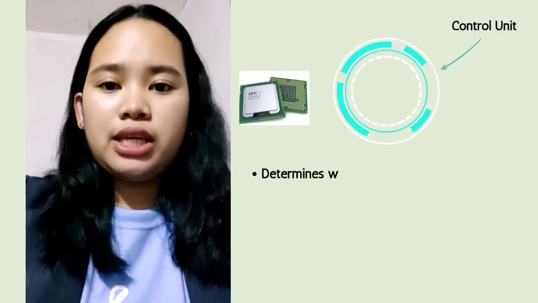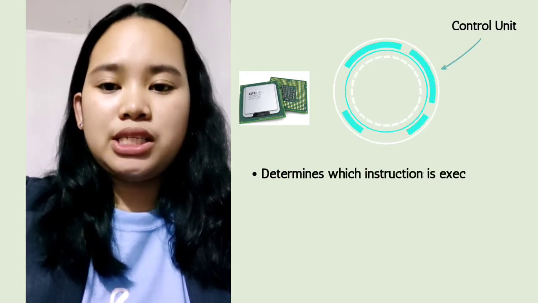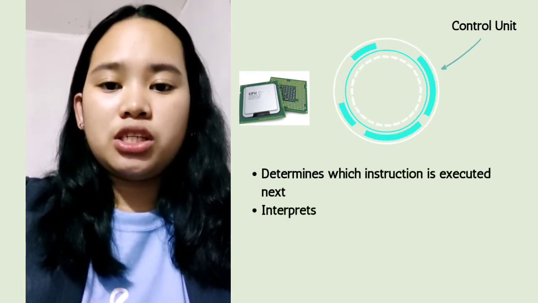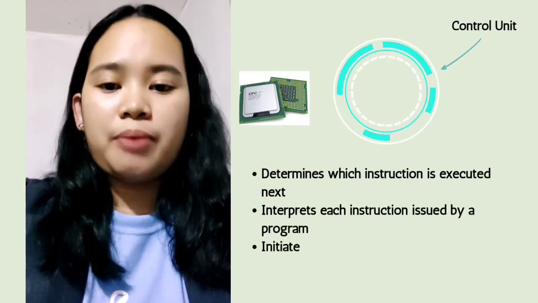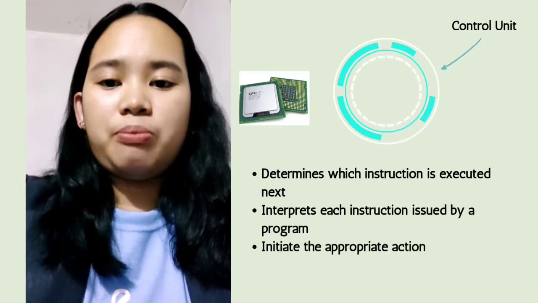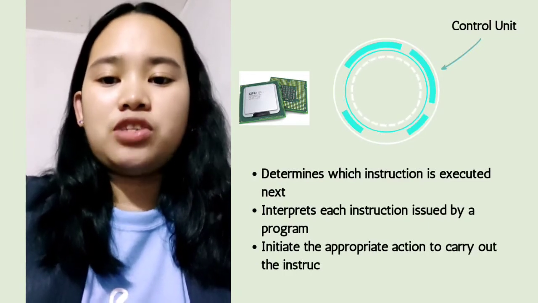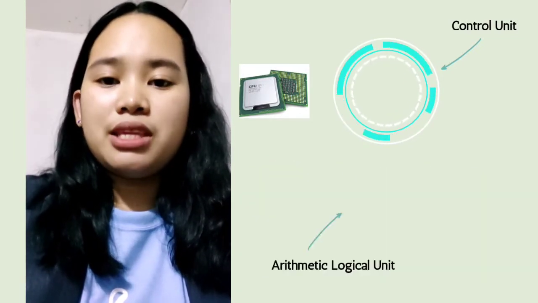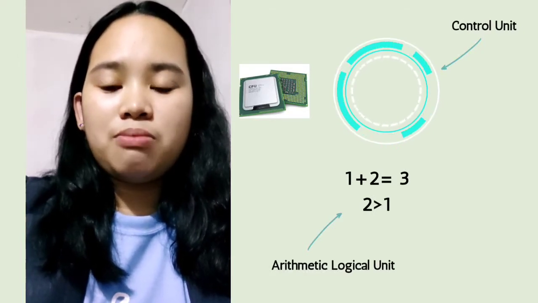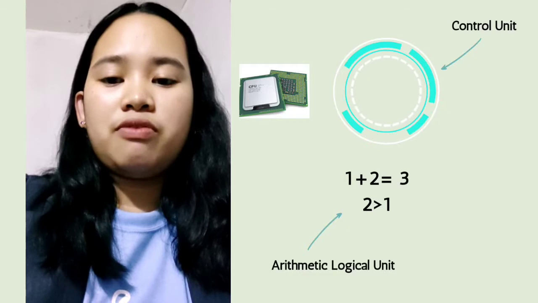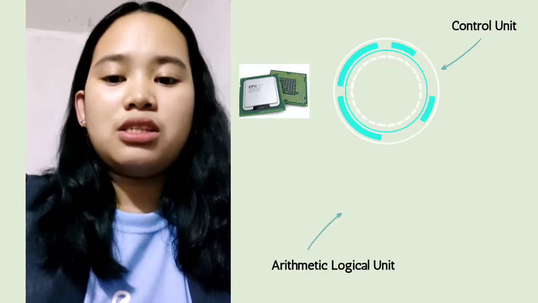The control unit has a role much like a traffic police. It determines which instruction is executed next and interprets each instruction issued by a program and initiates the appropriate action to carry out the instructions. The arithmetic and logic unit, or ALU, is where the CPU performs the arithmetic and the logic operations. Every task that your computer carries out is completed here.